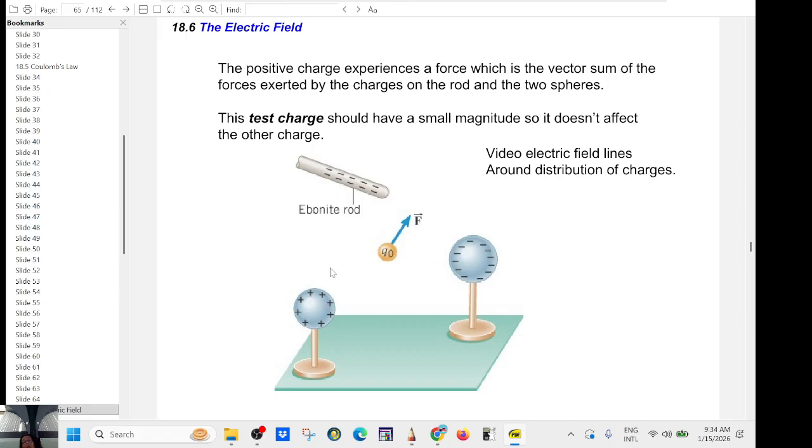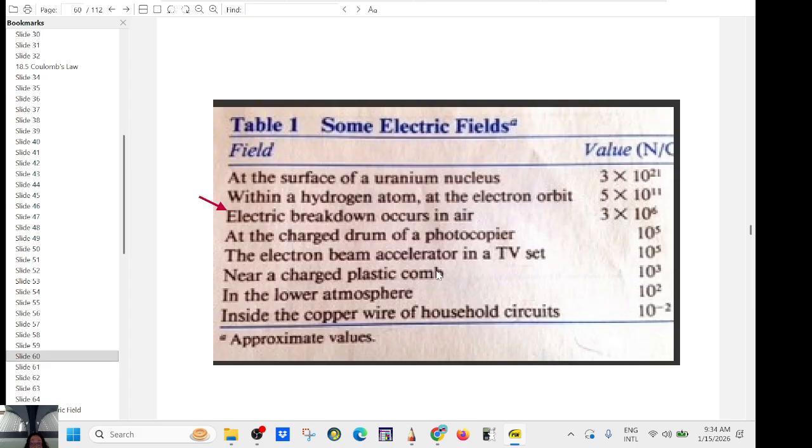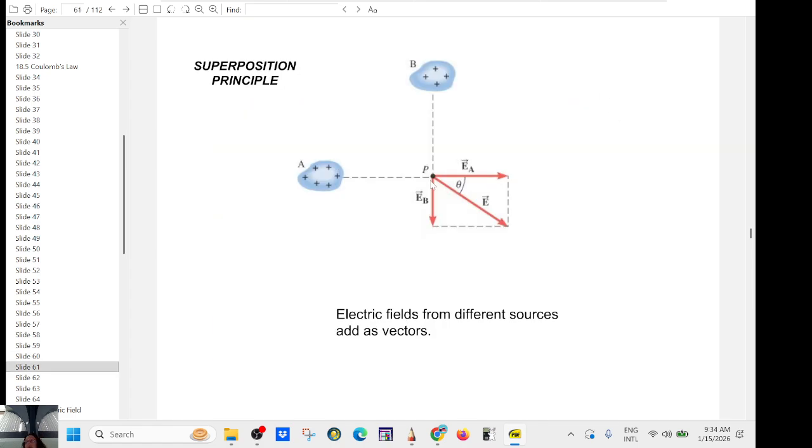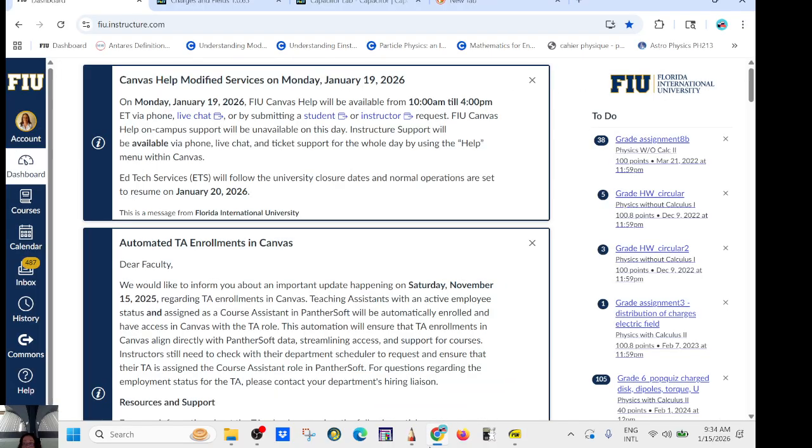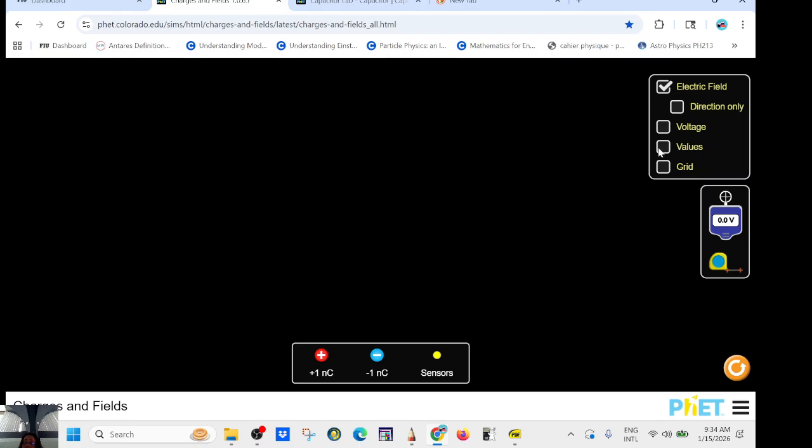Now we're going to get to distribution of charges. This is a distribution of charges. Every single one here is going to make its own electric field. Then you have to map the net electric field using what we call the superposition principle. At that point, you want to find the net electric field, so you need to add vectors. Usually it's done with computers, with coding. I don't know what code they use here, but they use a computer.